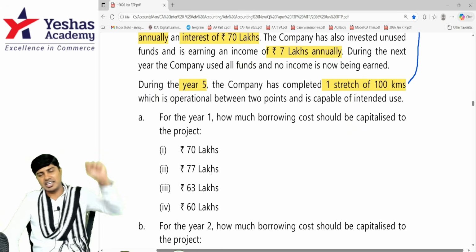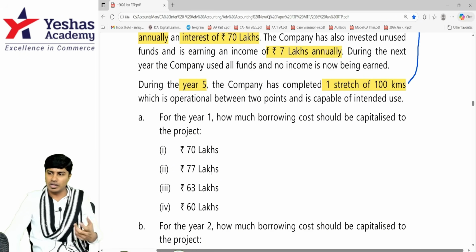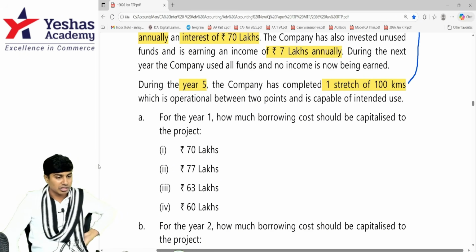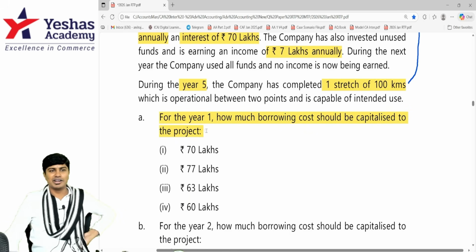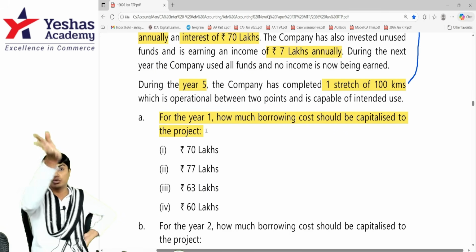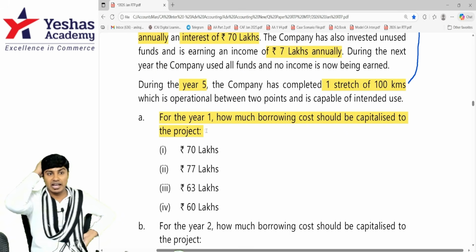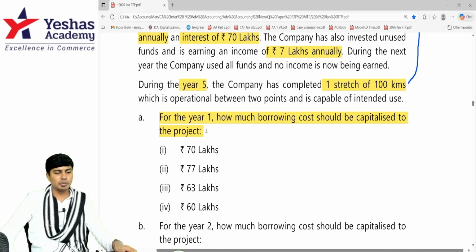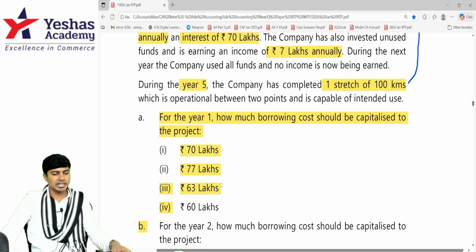Now we've read and understood the entire case scenario. Now let's understand the answer to the question. The first question: for year 1, how much of the borrowing cost should be capitalized for the project? Year 1, specific borrowing cost, though the funds are not utilized, the entire borrowing cost of 70 lakh will be capitalized. But they've earned passive interest income of 7 lakh, that should be deducted.